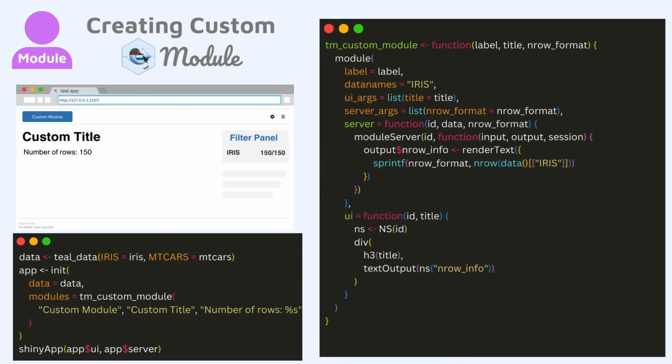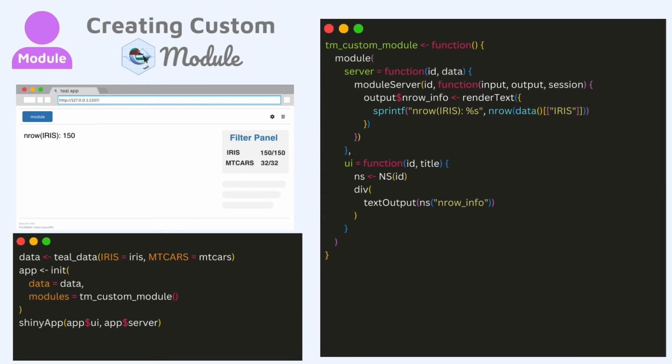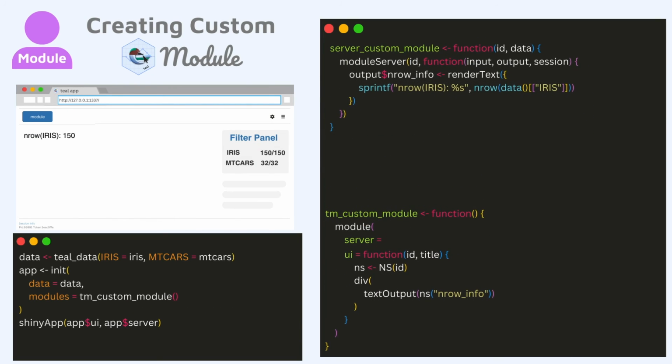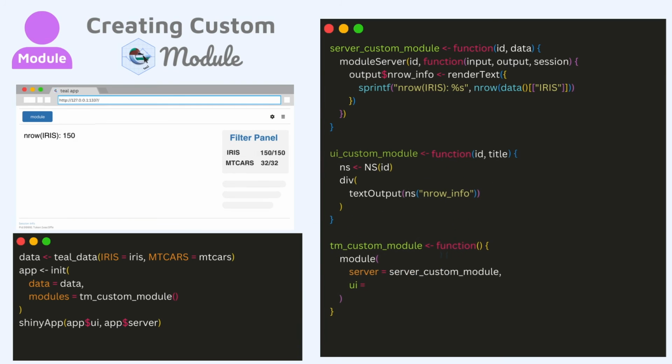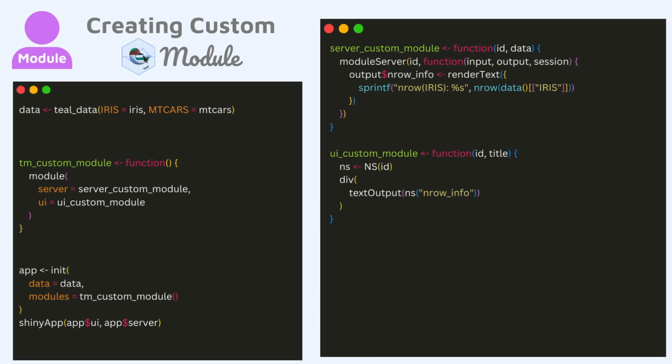Let's go back to the simple Teal app example and restructure the Teal module so we have some space. We do this by bringing the module UI and server functions to the right side.